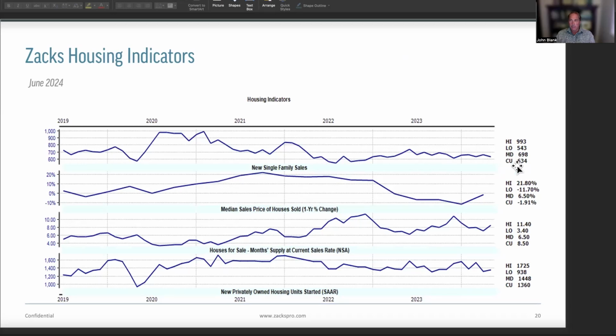Home sales currently are at 600,000. The low was 500,000 down here in 2022. We're getting down to very low sales of homes. Price of homes is currently 2% negative year on year, certainly not the big plunge you would like to hope for.